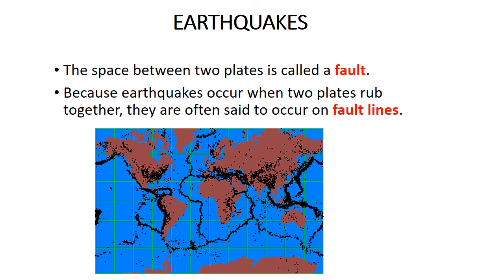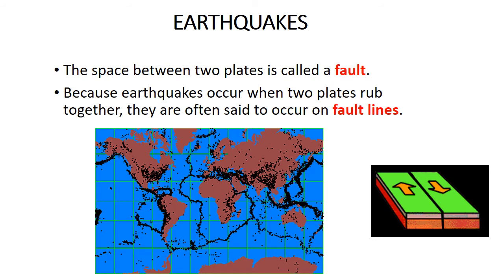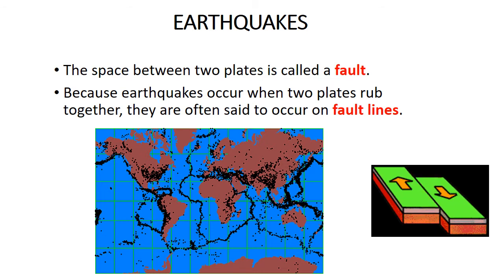It happens in the same manner when two lithospheric plates slide past each other. You can see here they're sliding past each other, which leads to friction, similar to volcanoes, and the space between the two plates is called a fault. When these two plates rub together, it is said to occur on a fault line, and the heat energy that is trapped inside the earth gets released because of this fault that has been created.